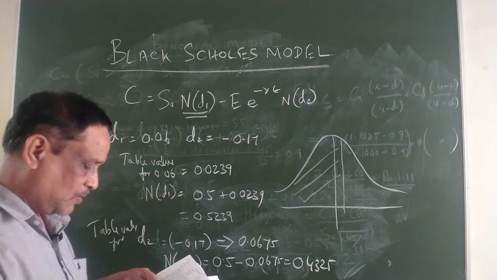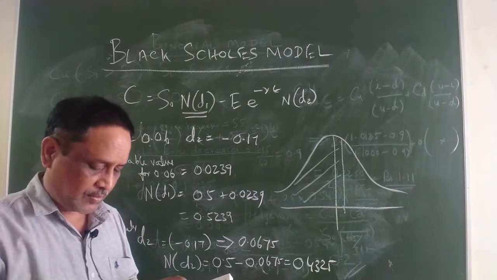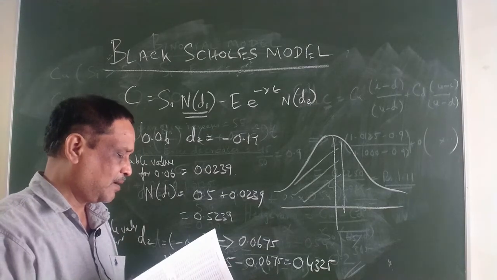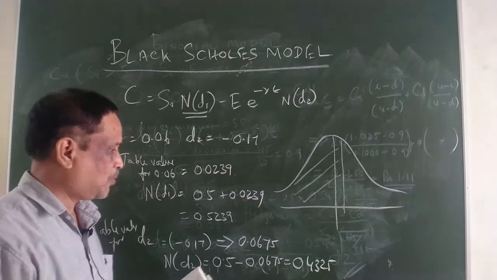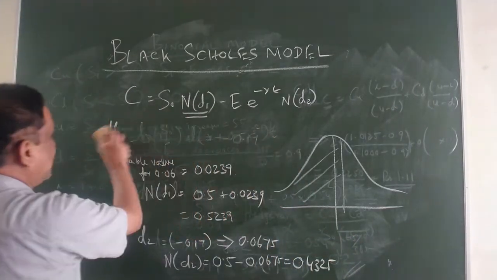So we have found out N of d1 and N of d2. Now we can apply them in the formula to get the option value.